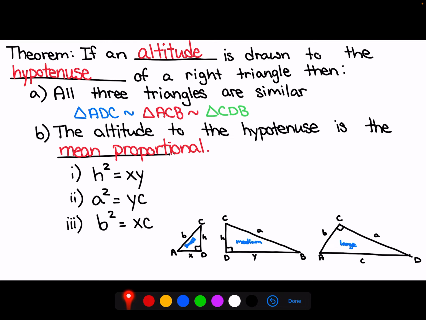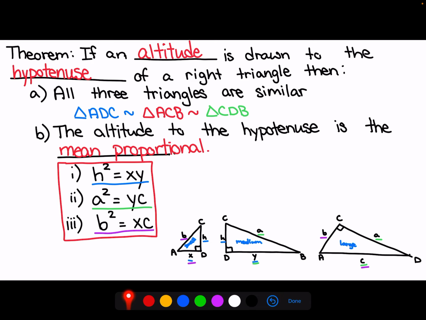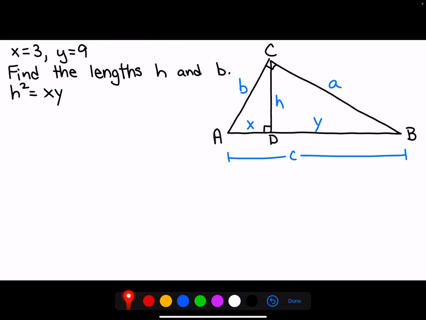So you'll notice that each time we'll get a geometric mean whenever we do these problems. And that's a great halfway point for you to be able to check and see if you're doing it correctly or not. So let's go ahead and try one of these out. Again, here's just showing all the corresponding parts as well. All right, so first off, we have x equals 3, y equals 9. We're trying to find the lengths of h and b.